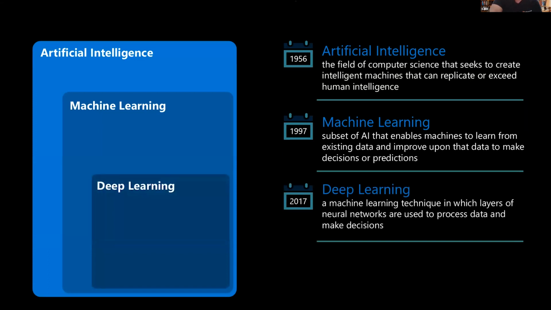Later, in 2017, not so long ago, there was a big advance in another field, which is deep learning. Basically the idea is to use layers of neural networks to process data and make decisions. Deep learning began to change the world, and we saw so many advances, for example image recognition, so many use cases that people use deep learning for.